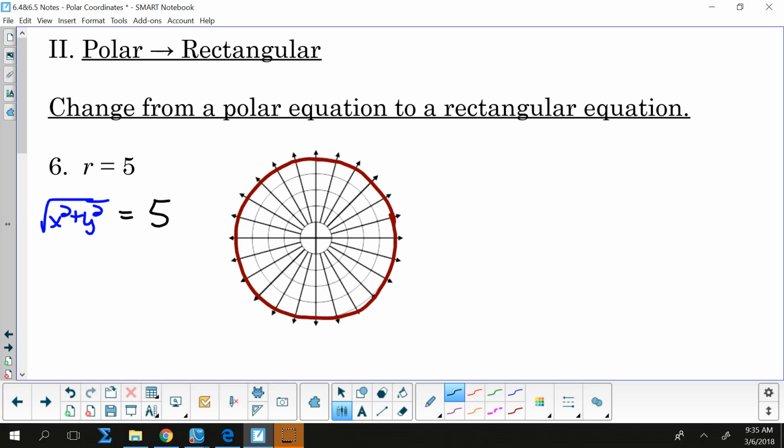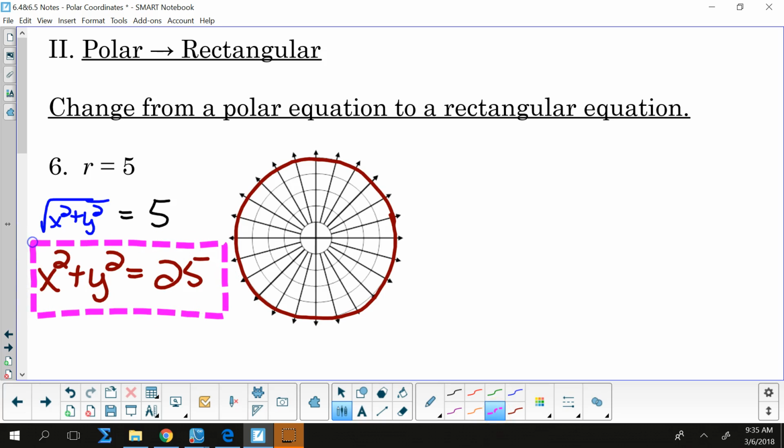So I could do that. Okay. Can I make that look even prettier? You can just square both sides. Square both sides. And so I would get x squared plus y squared equals 25. And that is the equation of a circle centered at the origin with radius of 5, which is what my picture of our polar equation, r equals 5, is. Centered at the pole, radius of 5. Okay?